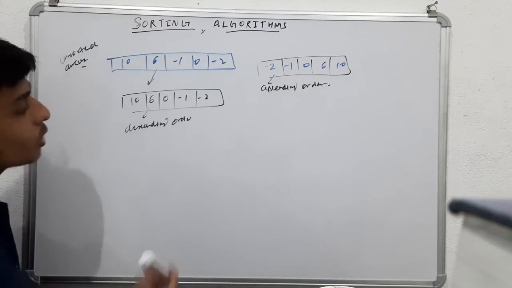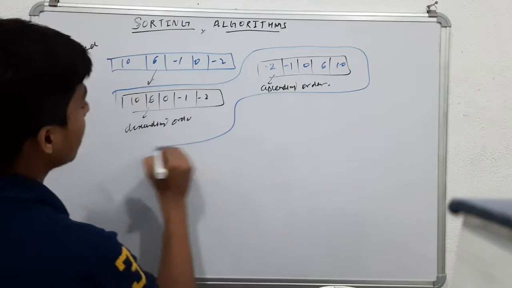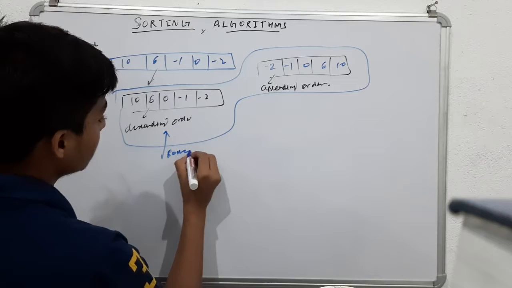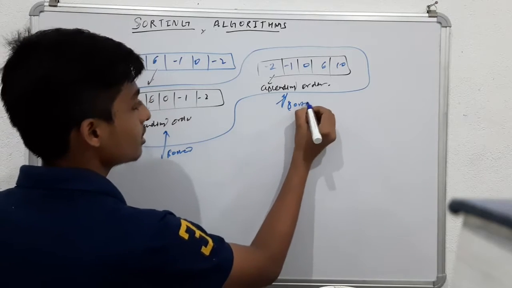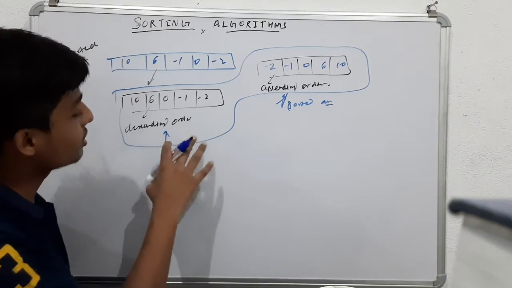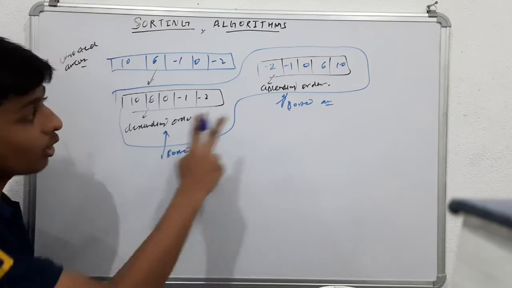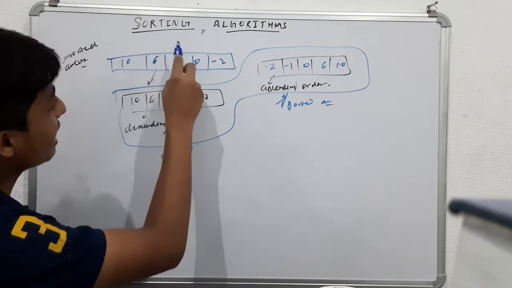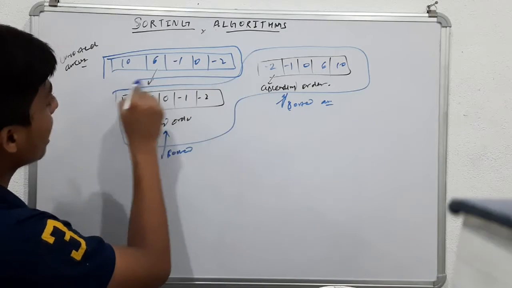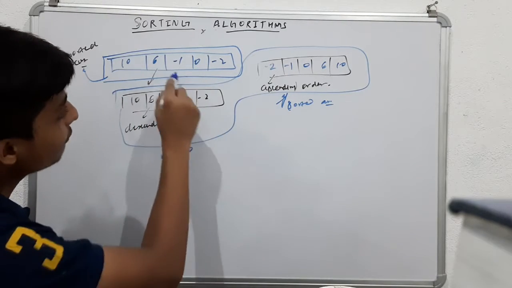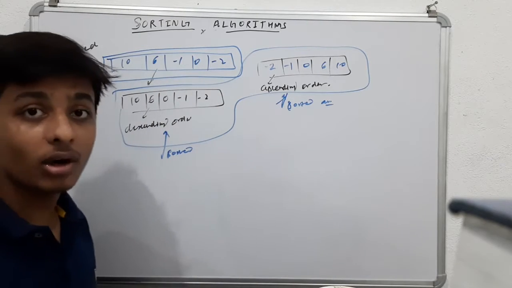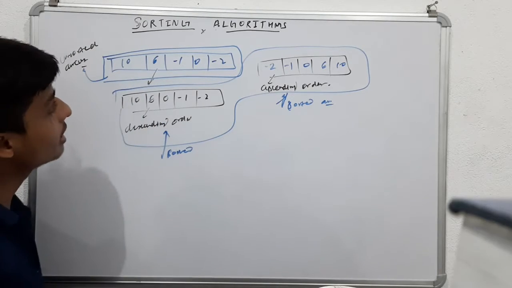These two arrays are combinedly called sorted arrays. That means this is called a sorted array, and this is also called a sorted array. A sorted array means an array which is arranged either in descending order or in ascending order. So this is the basic definition of sorting. As you can see, this is an unsorted array, and if the same array has been arranged either in ascending order or in descending order, then that array is called a sorted array.